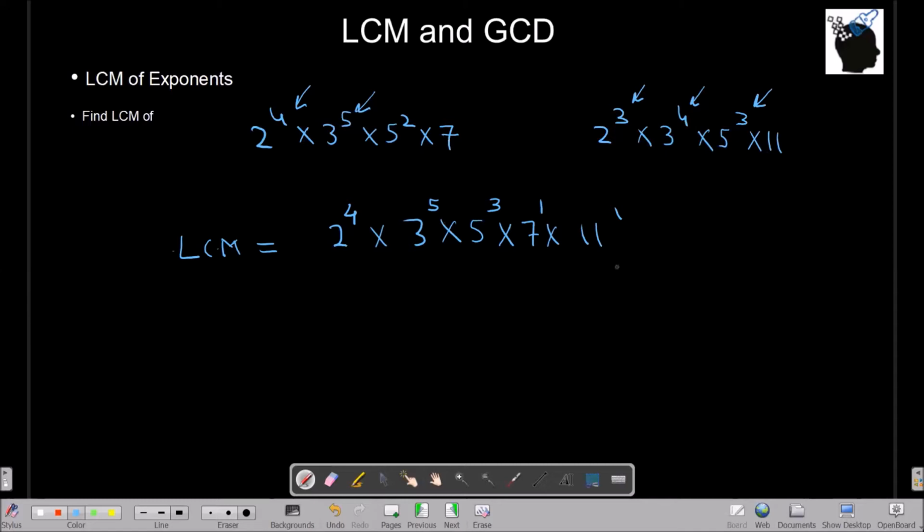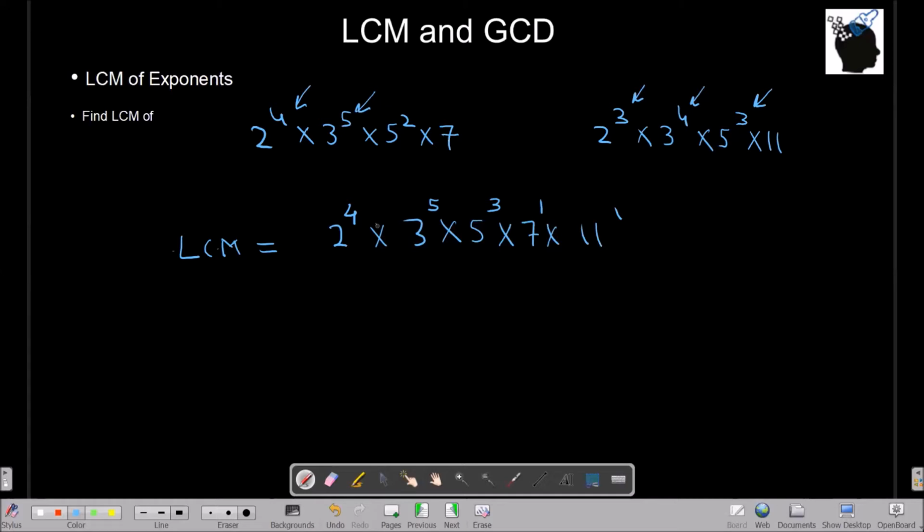So whenever you have to find LCM of two exponents, you need to write the numbers as product of powers of prime numbers. Write the unique prime numbers in both of them and raise the prime numbers to the highest power in both of those exponents. That's how you are going to get LCM of two exponents.